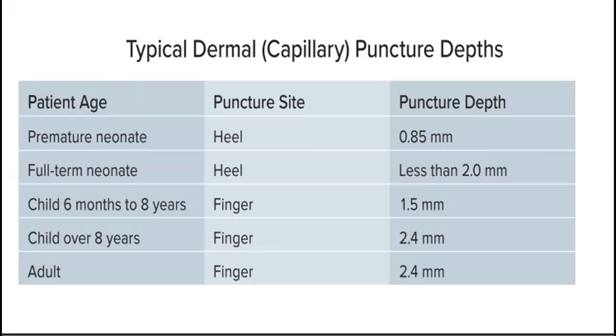So another one, how deep is the puncture? Okay, for premature infants, the heel is the puncture site and the depth is 0.85 millimeters. For full term neonates, it is still the heel, less than 2 millimeters. And for children 6 months to 8 years old, the puncture site is already the finger, and the depth is 1.5 millimeters. And for children over 8 years old and adults, of course, it is a finger puncture, and the depth is 2.4 millimeters.